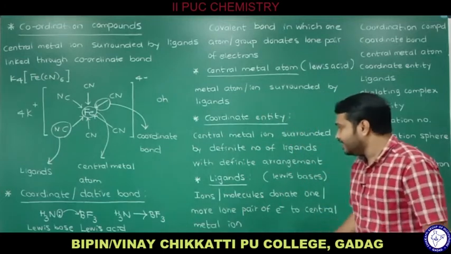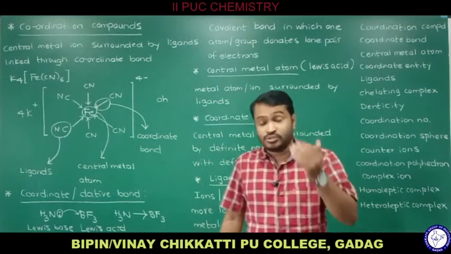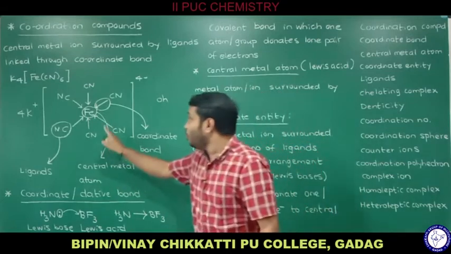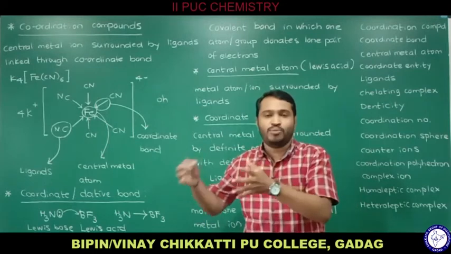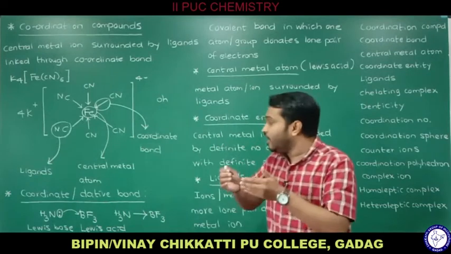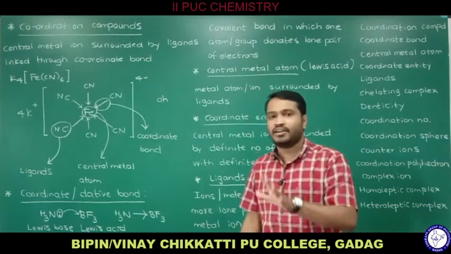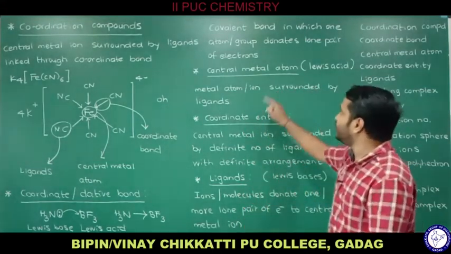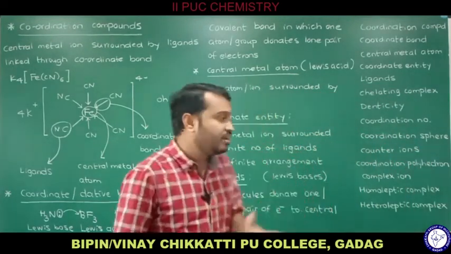Whereas ligands should be Lewis bases, because these molecules or ions should contain a lone pair of electrons for donation. As we know, a coordinate bond is formed when one atom donates a lone pair of electrons and another atom receives it. So if there is a donation as well as acceptance of the lone pair of electrons, a type of covalent bond is formed, that we call a coordinate bond, and the compounds of that we call coordination compounds. So remember that in general, central metal atoms are Lewis acids, and ligands are Lewis bases.